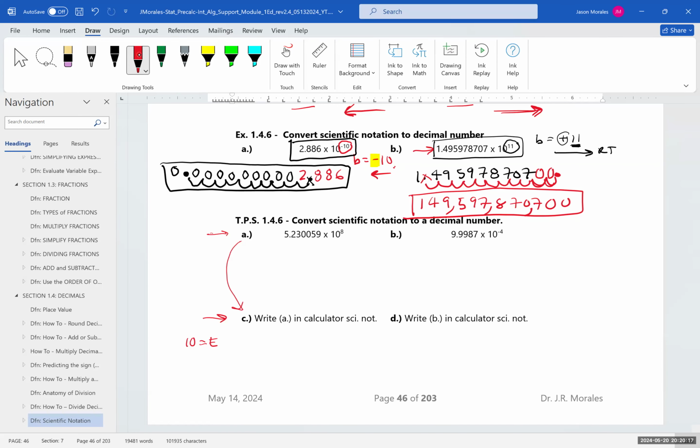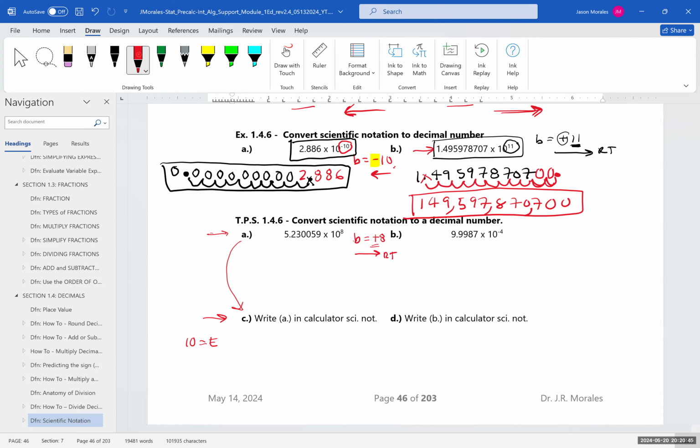Okay, let's do the think, pair, share here, and then we'll lead into the next section. So here, this was to convert scientific notation to a decimal number. So you can see we've got 5.230059 times 10 to the 8. Notice that B is a positive 8. Because it's positive, we're going to be moving the decimal point to the right.